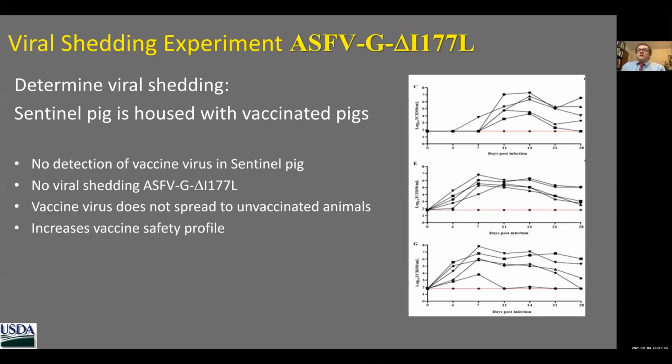We wanted to conduct a virus shedding experiment to determine if this virus could be transmitted from vaccinated pigs. So a sentinel pig was housed with vaccinated pigs. We found no detection of vaccine virus in the sentinel pig, as shown here in red, the bottom red line in all 3 groups. That means that there's no viral shedding of ASF delta I177L, and the vaccine virus does not spread to unvaccinated animals. And this increases the safety profile of our vaccine.